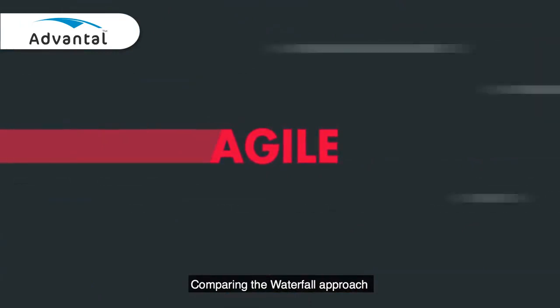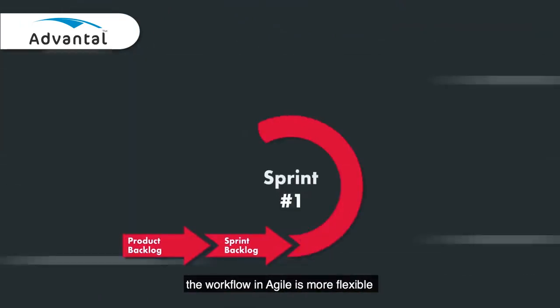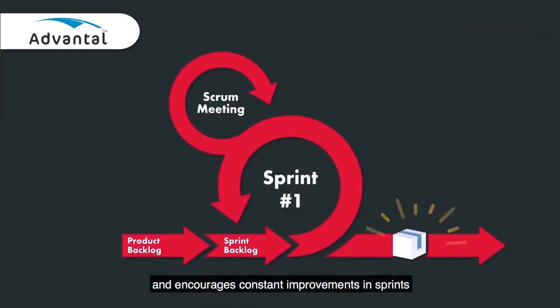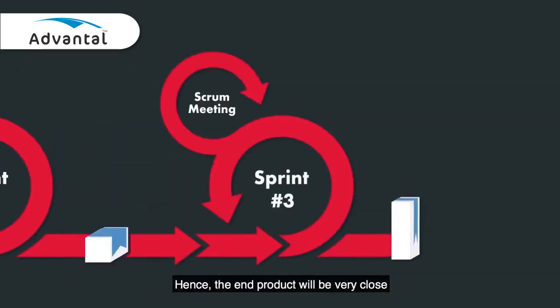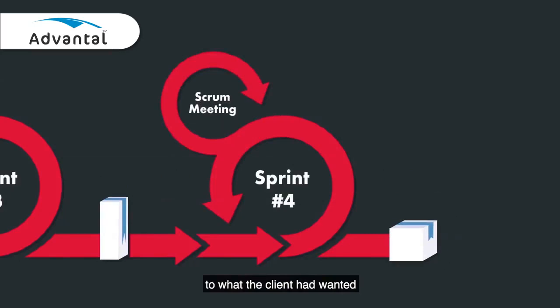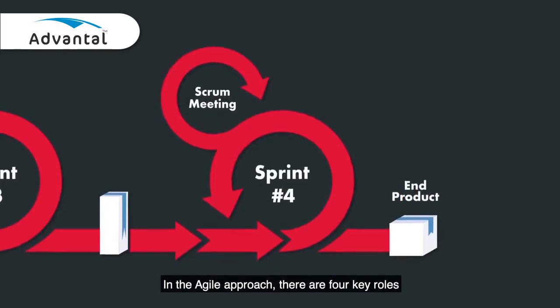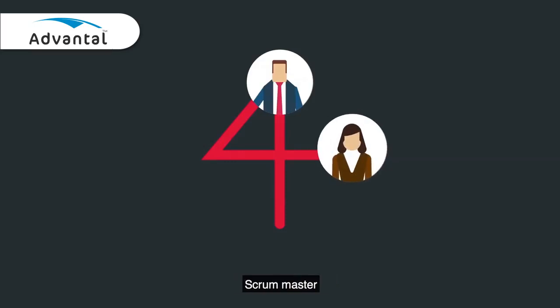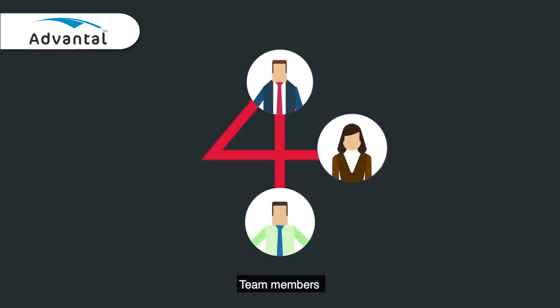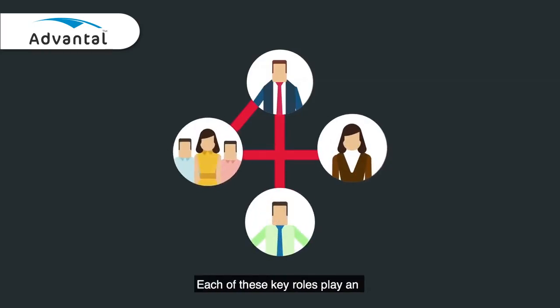Comparing the waterfall approach to the Agile approach, the workflow in Agile is more flexible and encourages constant improvements in sprints, hence the end product will be very close to what the client had wanted. In the Agile approach, there are 4 key roles: the product owner, Scrum Master, team members, and the user. Each of these key roles play an important part in the Agile workflow.